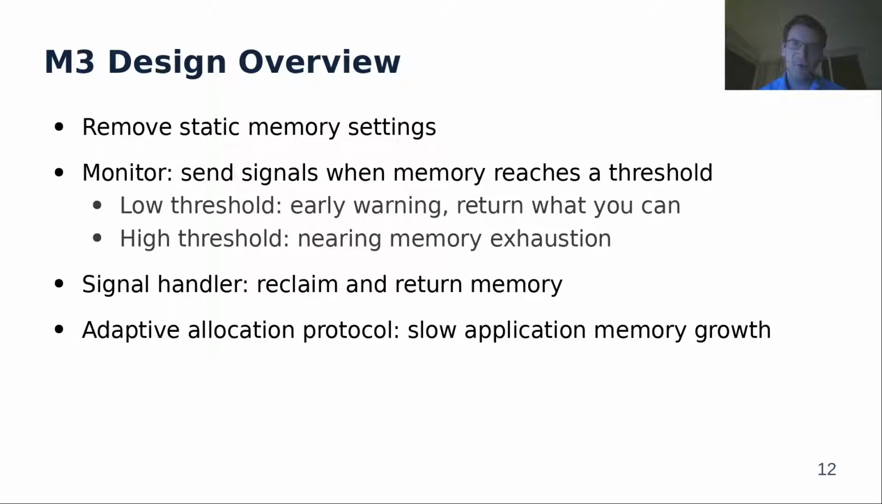The low threshold represents an early warning, where applications should return any excess memory that they've held onto. The high threshold signifies the system is nearing exhaustion and applications should try their best to return memory to the OS. Applications under M3 require two modifications. First, the signal handler must be added to reclaim and return memory on demand. Second, the application must implement the adaptive allocation protocol on its allocation path. The job of the protocol is to slow memory growth when the system is nearing exhaustion, while still allowing applications to grow when memory is available.